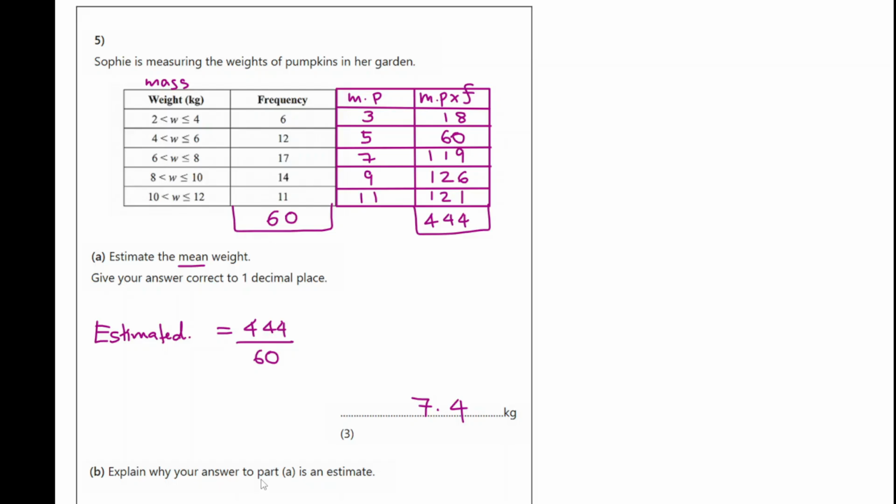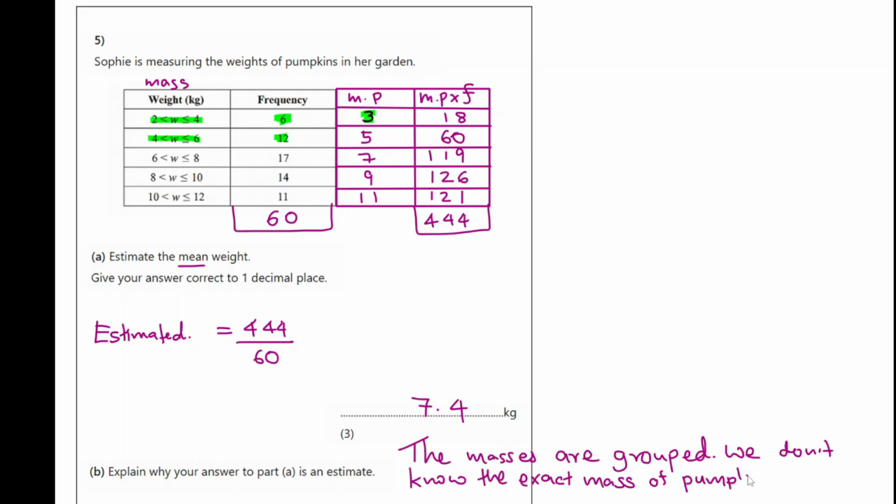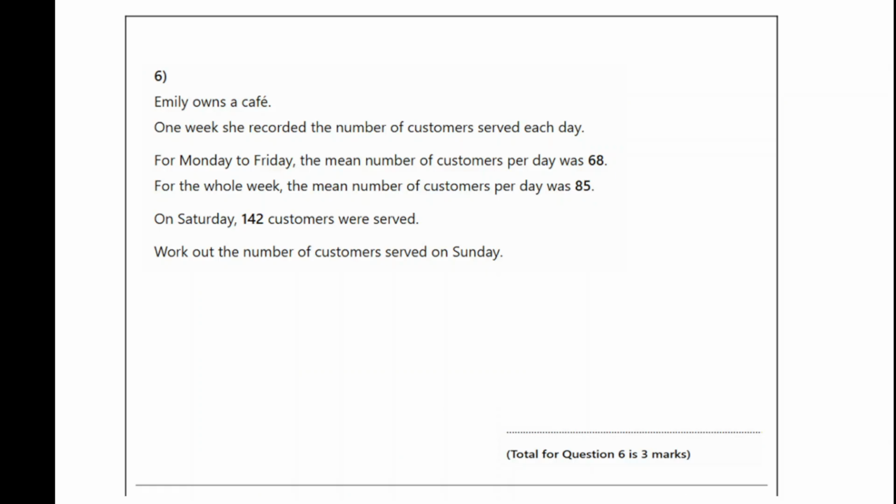Now, here all we know is that there are 6 pumpkins that are between 2 to 4. It could be anything between 2 to 4. But we assumed it to be 3. Is that exactly correct? No. We did the same for all of the others. 4 to 6. We know there are 12 between 4 and 6. But we assumed them to be 5, but that's not exactly true. So we can say the masses are grouped. We don't know the exact mass of pumpkins. We can also say we took the midpoint of each group as the mass. Question number 6.